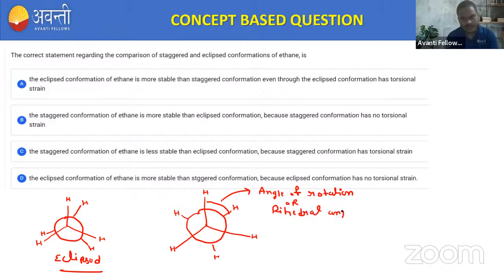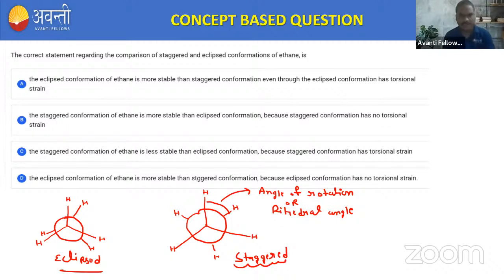Dihedral angle. So this is called the angle of rotation, or we say dihedral angle. Clearly, this is known as the staggered form. So this is the eclipsed form. This is the staggered form.